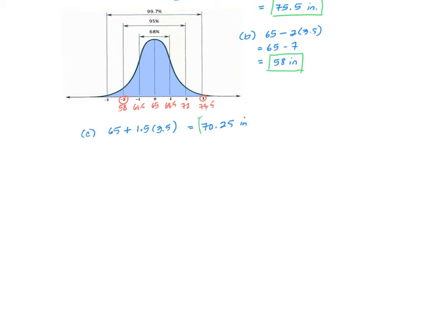Now using the graph for 1.5, or what if it said 1.24 standard deviations above the mean? That's a little bit harder. However, I can look at 1.5 standard deviations on that graph. It would be somewhere between 1 and 2, and the height of 70.25 falls within that range. So that's a reasonable answer.